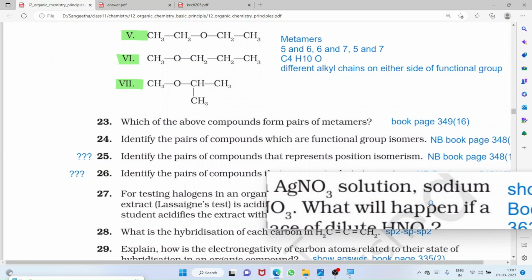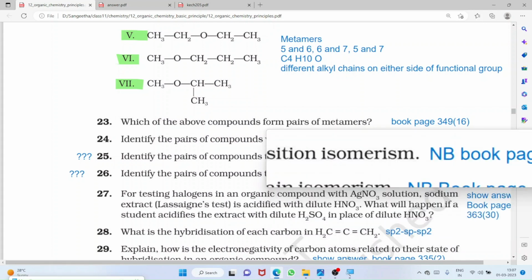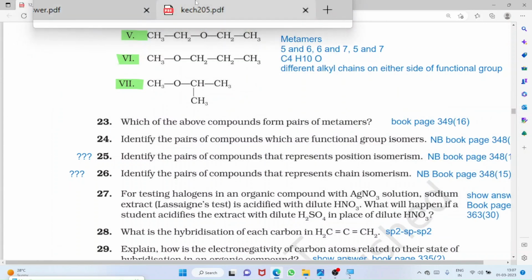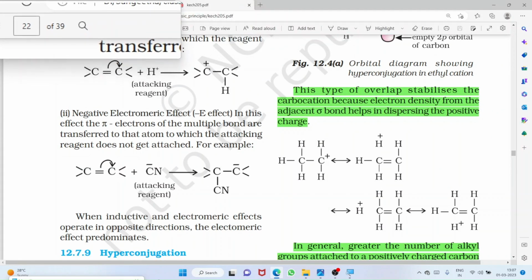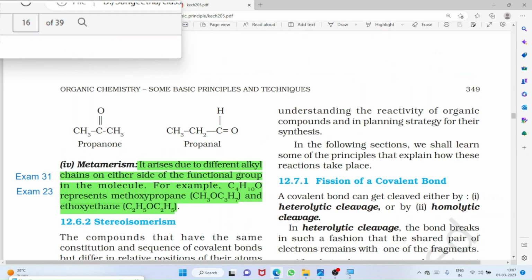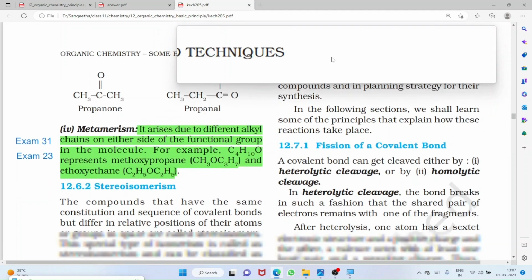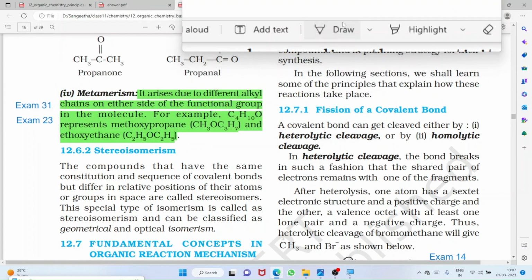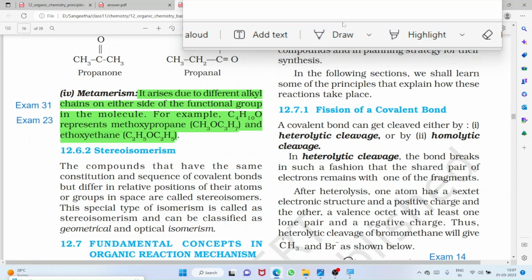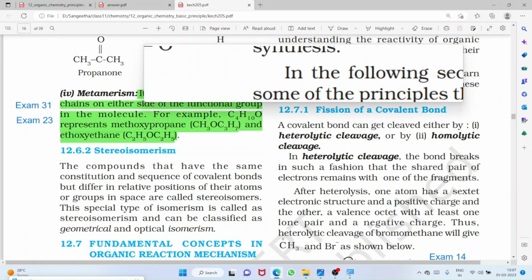Metamers, what are metamers? They arise due to the different alkyl chains on either side of the functional group of the molecule. Okay, these are metamers.